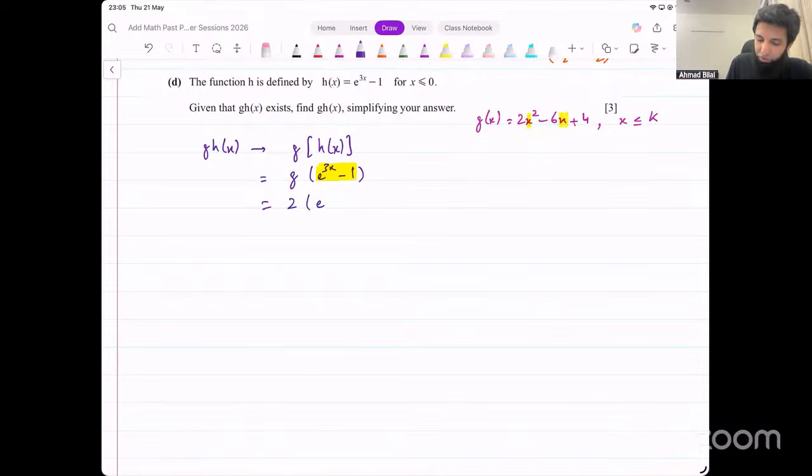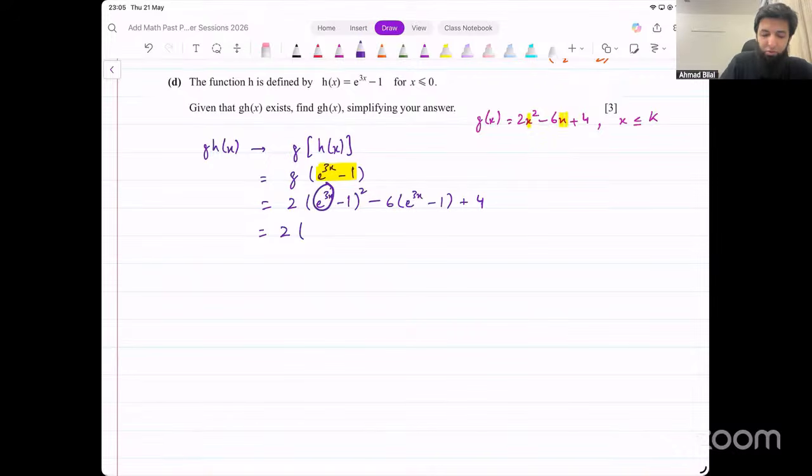And that gives us 2 into (e raised to power 3x minus 1) whole squared minus 6 into e raised to power 3x minus 1 plus 4. Now that's the gh of x function, but they also want us to simplify this. So you have to expand this as well now. This is a square. (a minus b) whole squared is a squared minus 2ab plus b squared. That is what you would do to expand it.